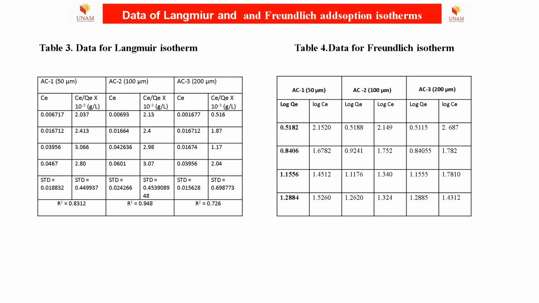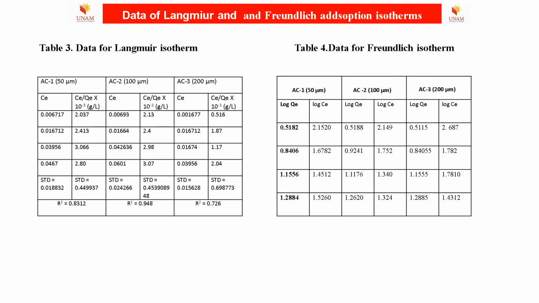Data of Langmuir and Freundlich adsorption isotherms. Table 3, data of Langmuir adsorption isotherms. You can see AC1 50 microns, AC2 100 microns, AC3 200. The RL values obtained for AC1 50 microns is 0.312, for 100 microns 0.948, and for 200 microns it is 0.726. So the better is the 100 microns AC2.